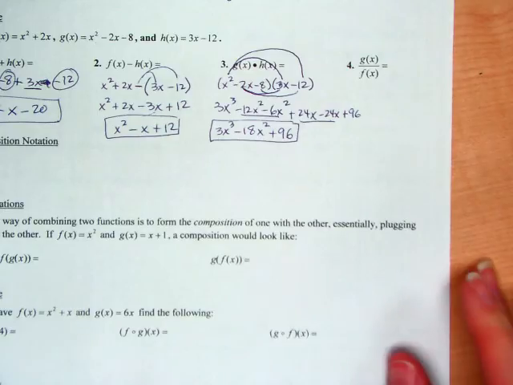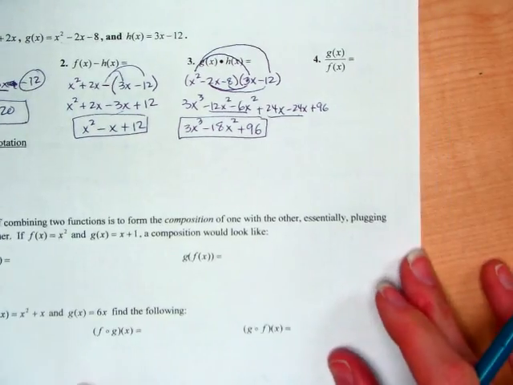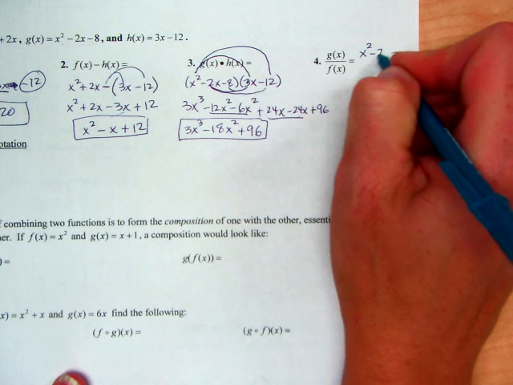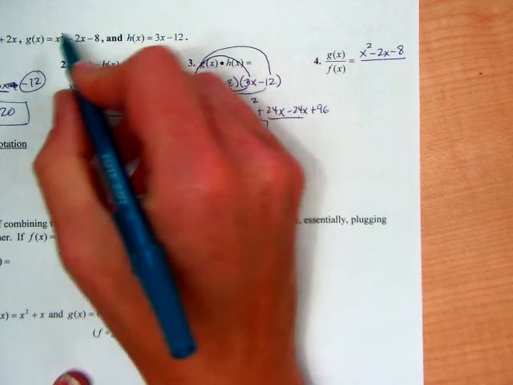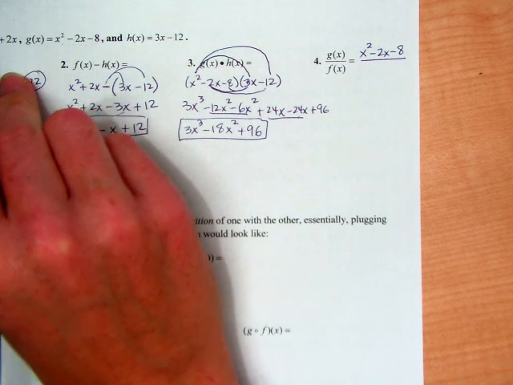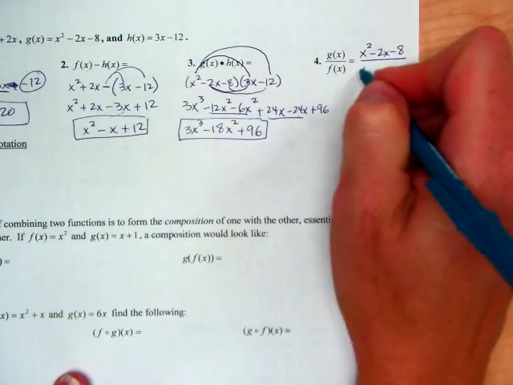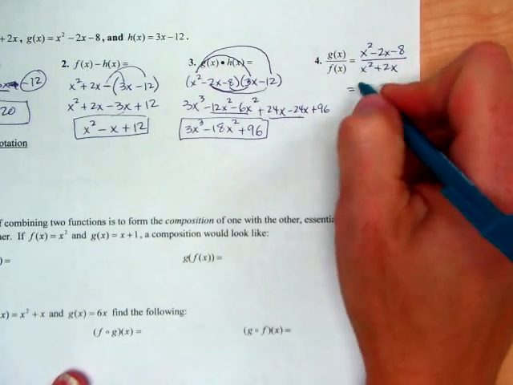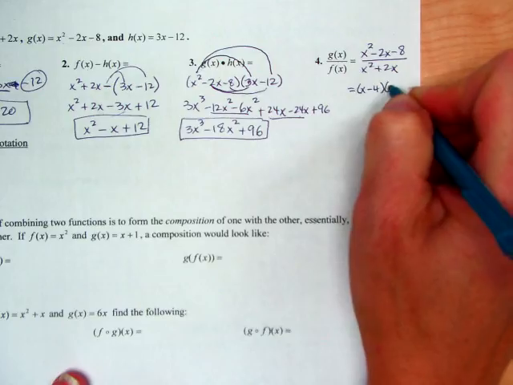The last one we're going to do has a little bit of division in it. So this is where you kind of want to watch and see if you can factor anything. So x squared minus 2x minus 8 over, and this time we're going to use f, which we used back here, so x squared plus 2x. And now I'm going to factor the top. So this would be x minus 4, x plus 2.